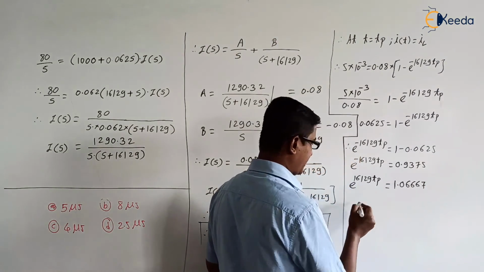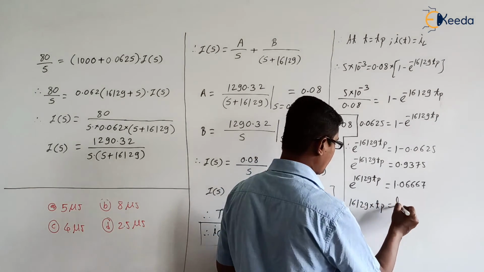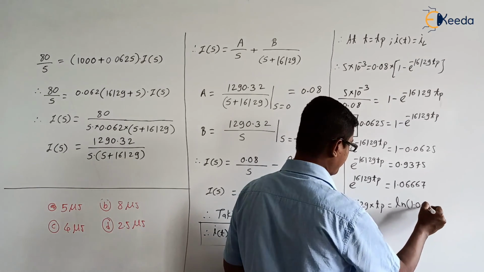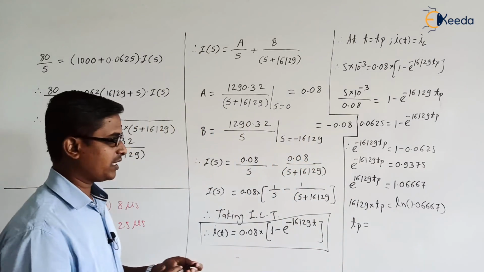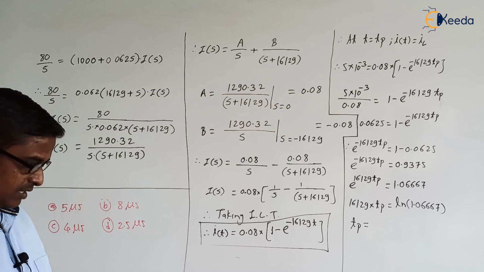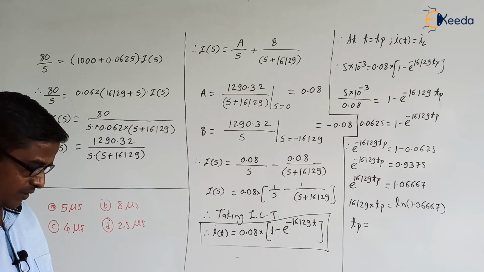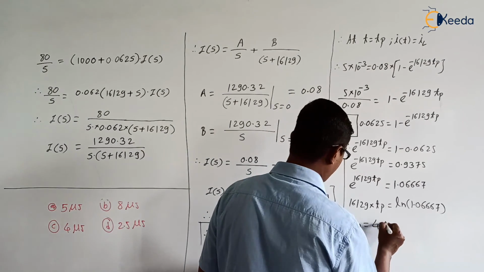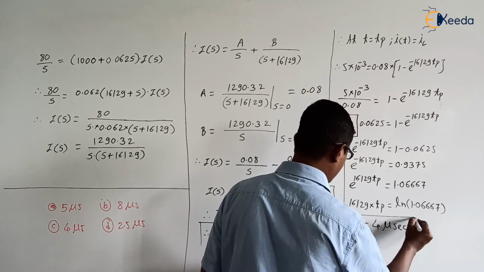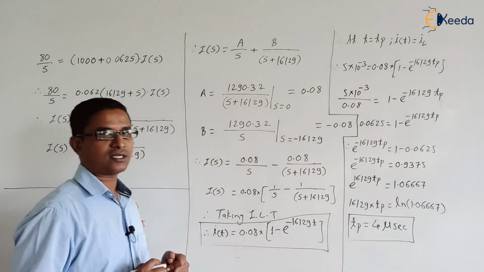Actually 1.06667. So taking natural log we can write 16129 into Tp is equal to the natural log of this term, and further we can find Tp. Are you getting the point? So it will be the natural log of 1.06667 divided by 16129. It is 4 microsecond. So Tp is 4 microseconds. Is this clear? So the correct answer is option C. Option C is the correct answer.